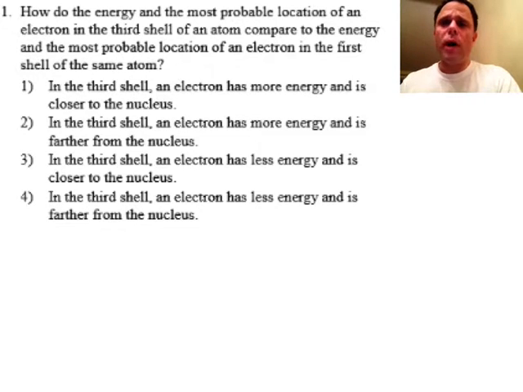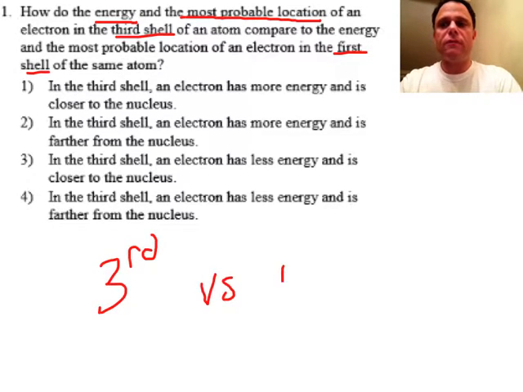Question 1. Looks quite wordy, so we're going to read it first, then we're going to underline what might be important information. So, here we go. How do the energy and most probable location of an electron in the third shell of an atom compare to the energy and the most probable location of an electron in the first shell of the same atom? So what's important here? How do the energy and the most probable location of an electron in the third shell of an atom compare to the energy and the most probable location of an electron in the first shell? So it's the third versus the first.